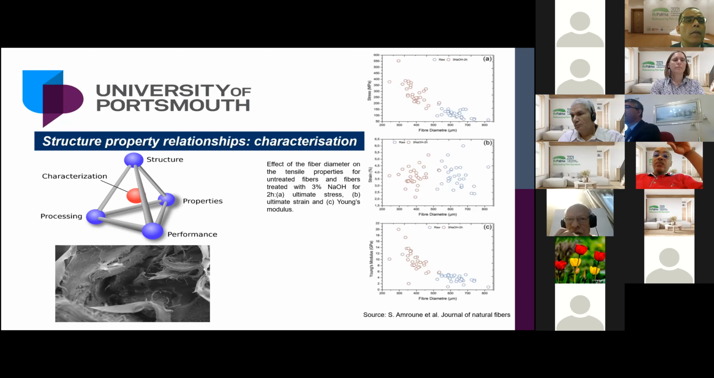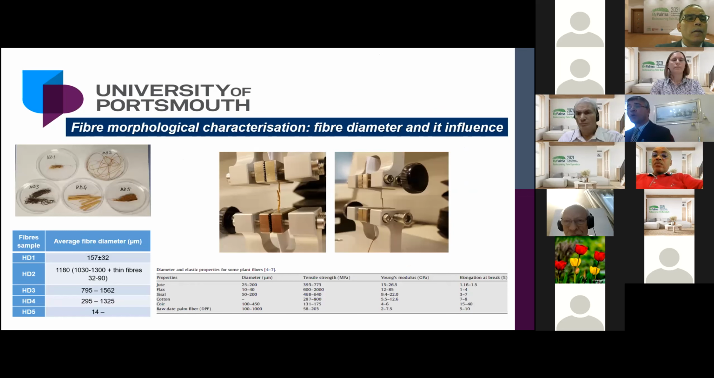Here, just an example. We can see the stress and Young's modulus of a natural fiber. When diameter is increased, the strength and modulus decrease. We talk about aspect ratio, length and the diameter coming into play. So in Portsmouth, in our research group, we were looking at some date palm fibers. So we have just given some names: SD1, SD2, SD3, 4, and 5.